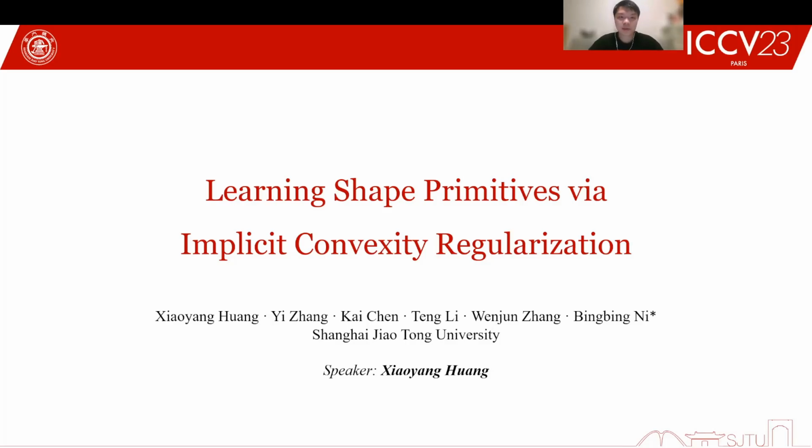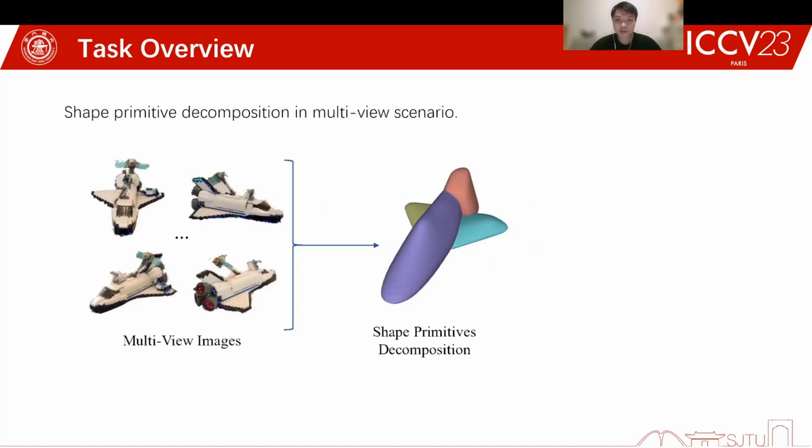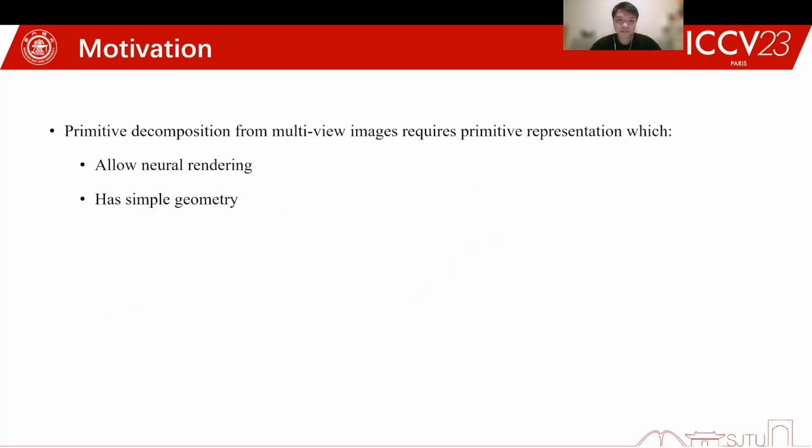Hello everyone. This is the presentation video for the ICCV 2023 paper, Learning Shape Primitives via Implicit Convexity Regularization. I'm the first author of this paper, Xiaoyang Huang. This work focused on 3D primitive learning in multi-view scenarios. That is, given a set of multi-view images, we learn to decompose the objects into multiple primitive shapes.